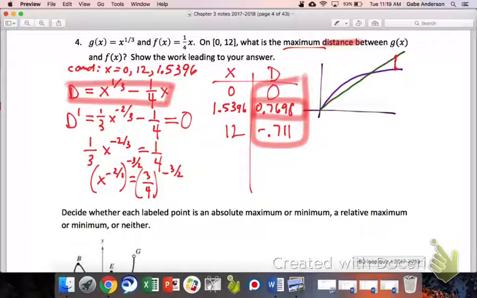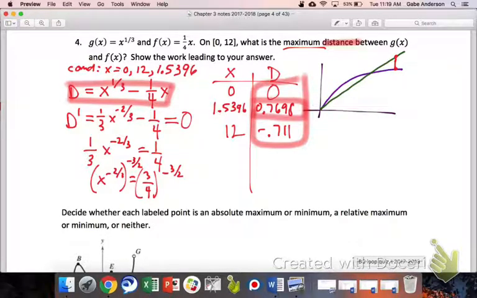This could have been confusing. I'm glad that Jake picked the ordering that he picked on the subtraction, because if he had said, hey, let's do 1/4 x minus x to the 1/3, wouldn't all the signs in our table be switched, at least on the distances? And so it might have been tempting to say, hey, negative 0.7698 is not bigger than positive 0.711, but the truth is we're looking at a distance, aren't we? So whether the distance is negative or positive really makes no difference. We pick the bigger number, and the bigger number is the 0.7698.